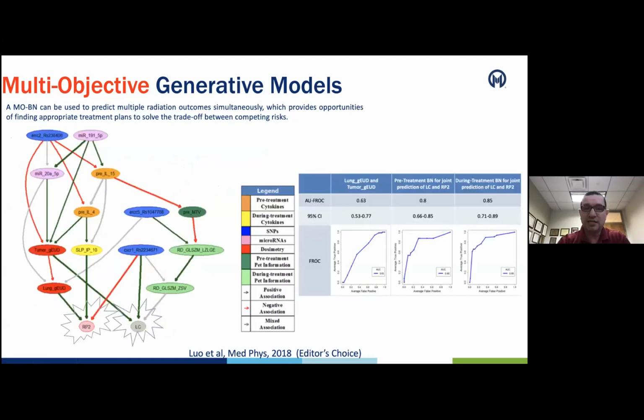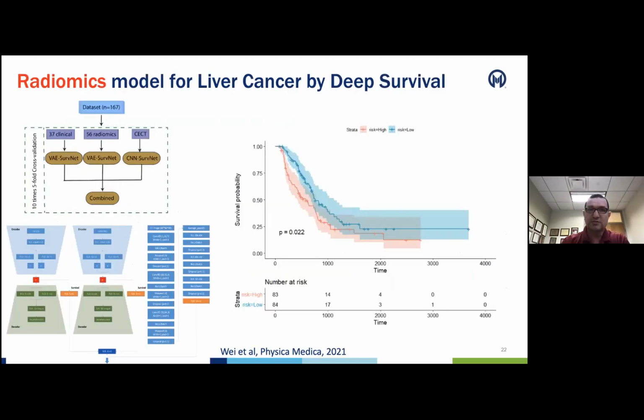This is an example application in lung cancer, showing the relationship between the genetic factors, including the cytokines, also including imaging information, the radiomics, and the change in these features as a function of those factors and how they impact local control and radiation pneumonitis. Now, for comparison purposes, looking at these accuracy metrics, here you can see with those only metrics, you get about 63% accuracy. Adding these other factors using the Bayesian network, you can get 80%. And if you include the changes during therapy, then you can get up to 85% in terms of accuracy.